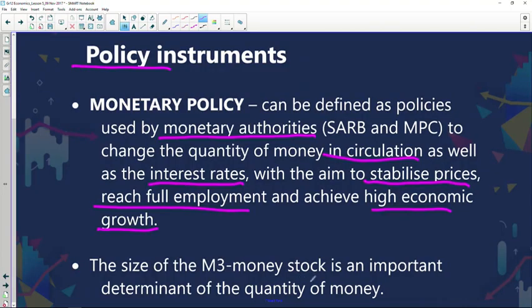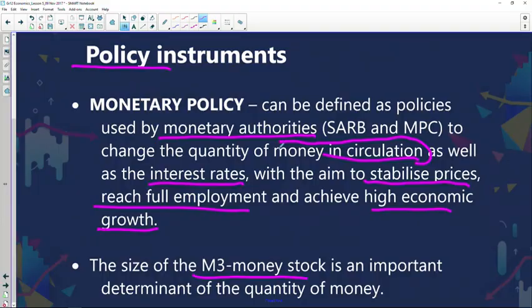The second point that we're going to look at is the size of the M3 money stock. Okay, so the M3 money stock is the liquid cash in a country's economy. This is made up of easily accessible deposits, notes and coins. That would be referred to as the M3 money stock. It is an important determinant of the quantity of money, because earlier on we mentioned money in circulation that is monitored by the South African Reserve Bank and the Monetary Policy Committee.